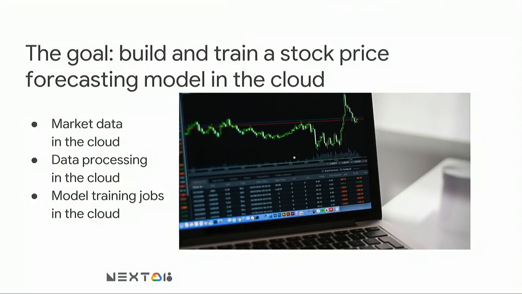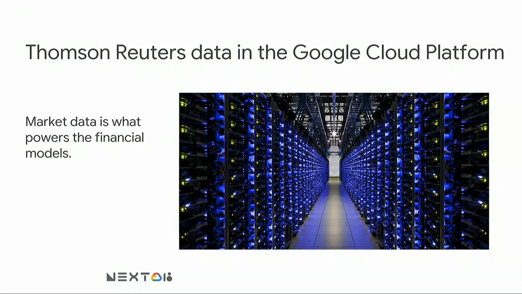And finally, what does it mean to train your model in the cloud? It means that you're using cloud services to train your model as a distributed application with multiple jobs running concurrently and training your model at much higher scale potentially and much faster. So market data is key to models. This is what powers financial models, and this is what brings them to life. And one of the key leading financial market data companies is Google Cloud's strategic partner, Thomson Reuters. And with this, I'm turning it over to Mike.